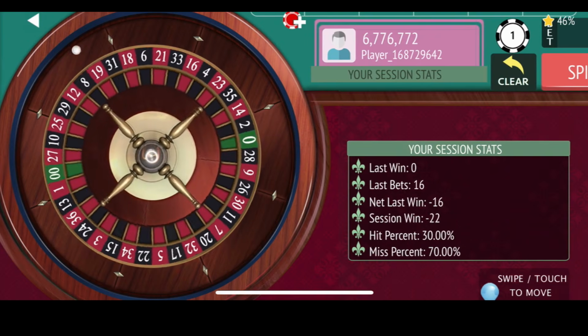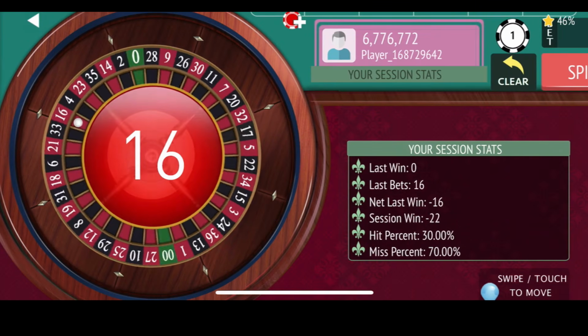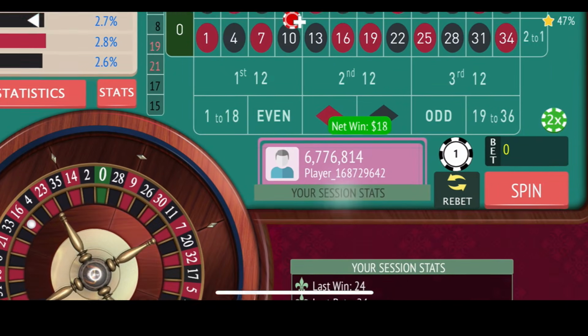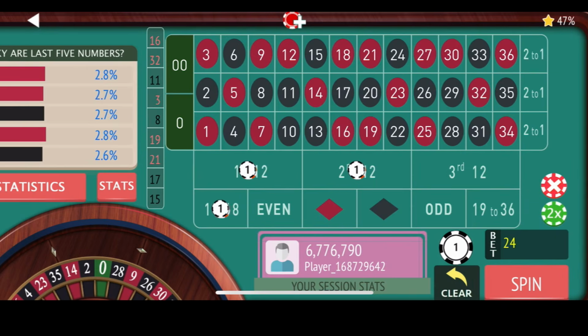Currently -22. All right, 16 red comes in. That's a hit. We are still -4. Repeat. Let's go to the next level. From 12, we're going up another 2 units from here. 1, 2. So this is going to be a $16 bet, and these are going to be at 8.